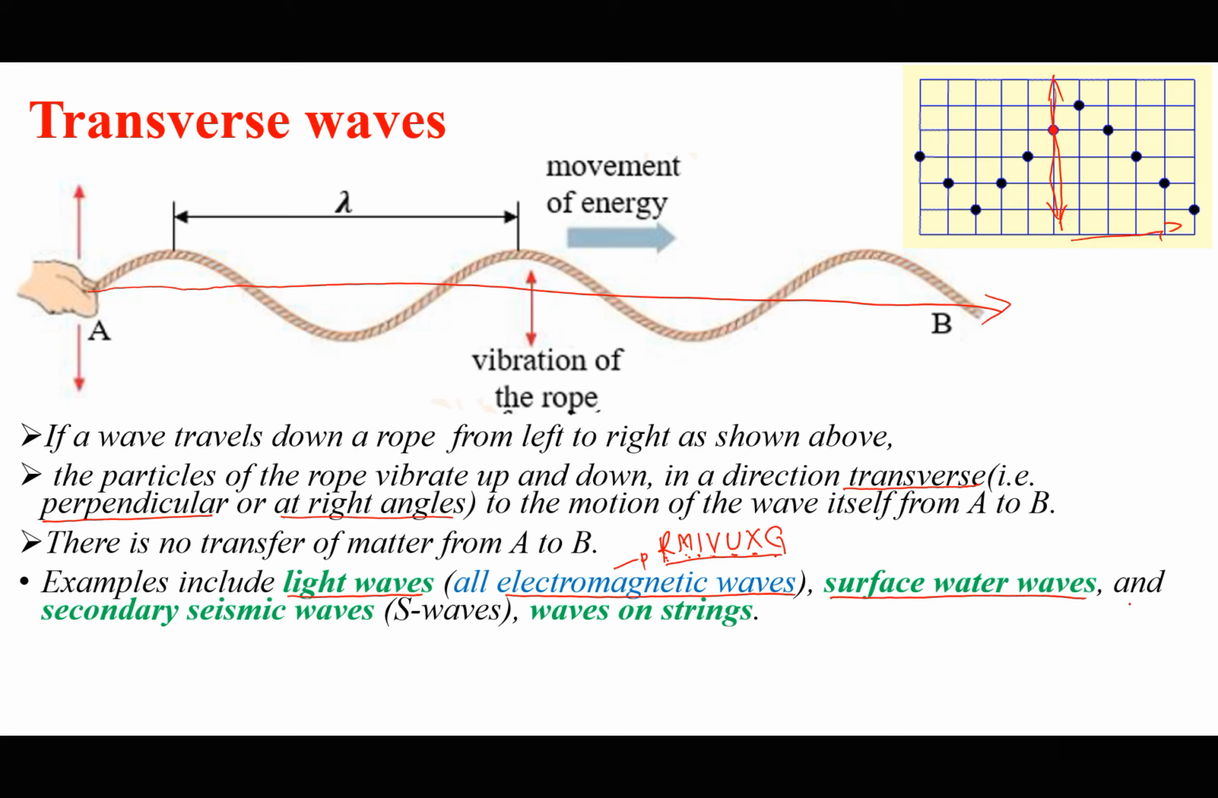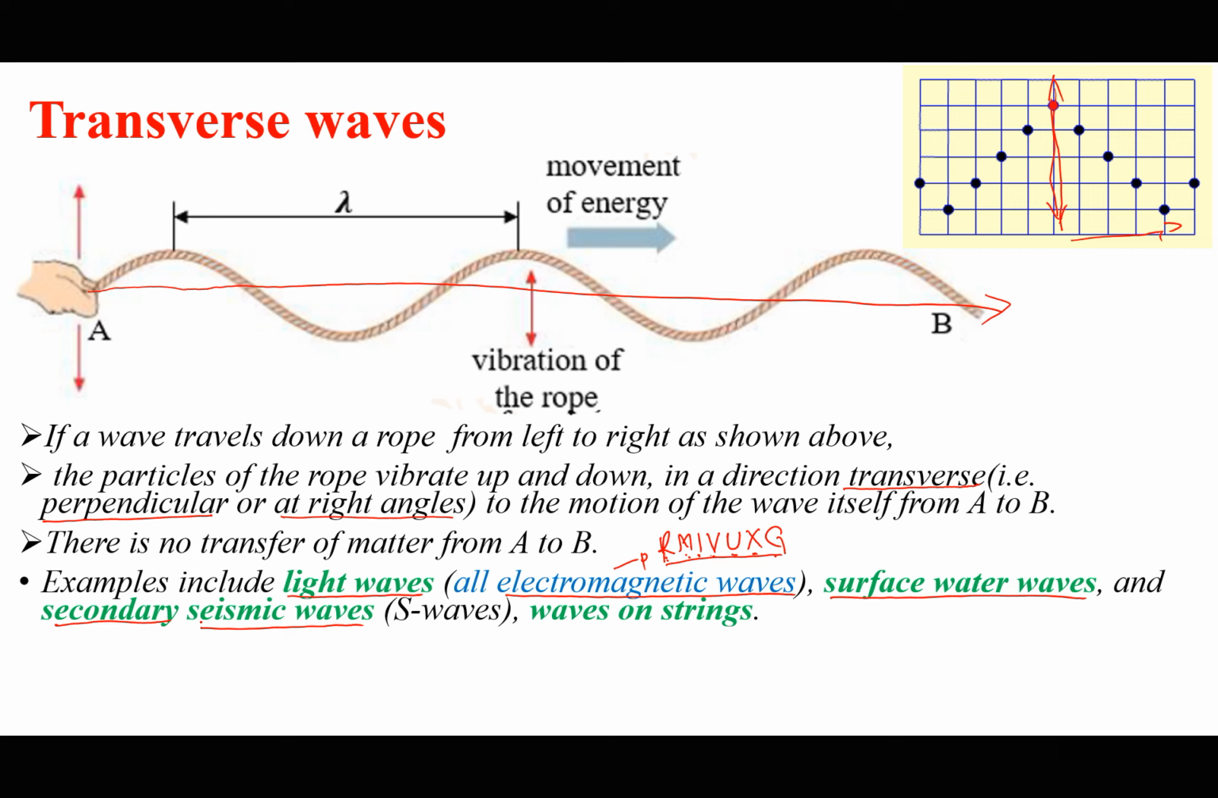We also have waves during earthquakes, and these are called the seismic waves, particularly the secondary seismic waves. Of course, during an earthquake, there are 2 types of waves. We have the primary waves, which we call the P waves, and we have the secondary waves, which we call the S waves. So during an earthquake, these 2 types of waves are propagated through the ground.